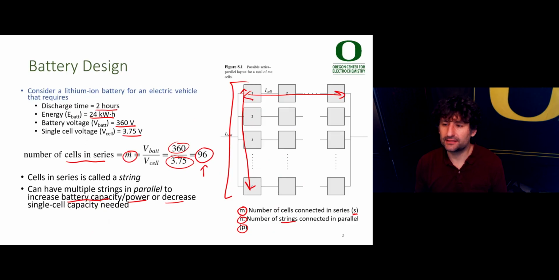And if I go back to this schematic, you can see that I cell is constant going through a string of batteries that are in series. This is, of course, a consequence of conservation of current.